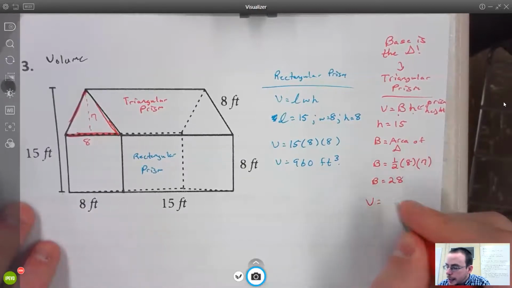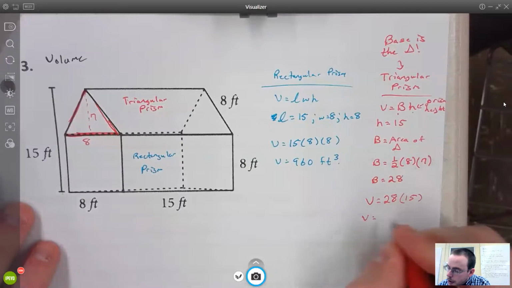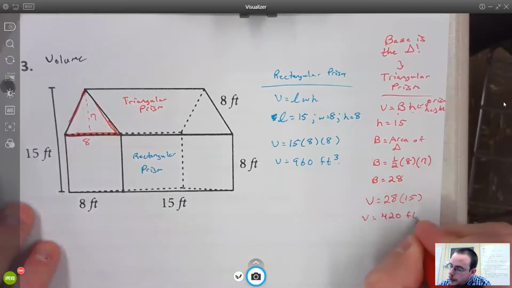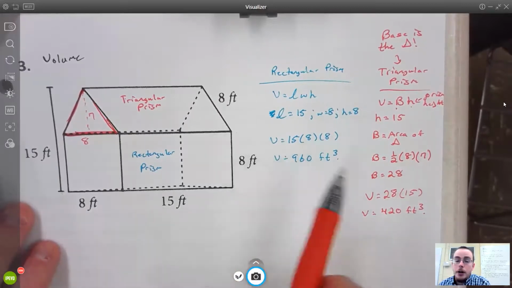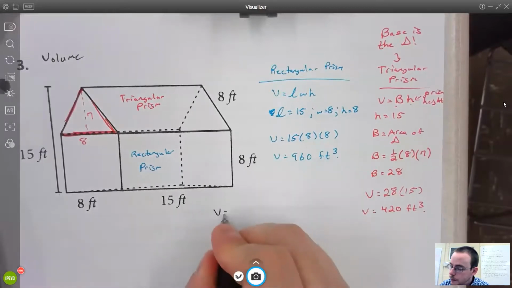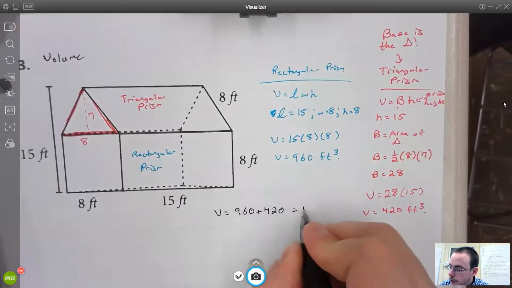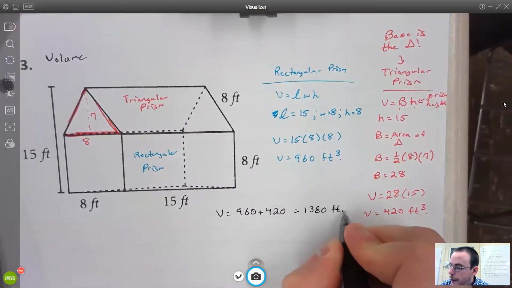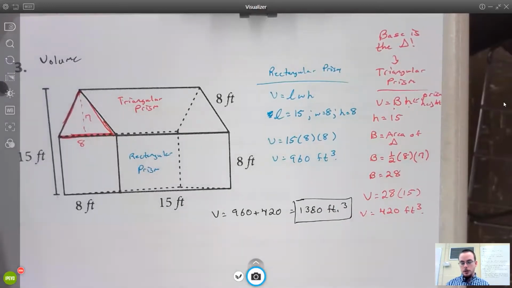And then we just plug it in. So volume is going to be equal to 28 times 15, which gives you 420 feet cubed. We're not finished yet. To find the volume of the whole entire thing, we have to add these two volumes together. And that gives us 1,380 feet cubed for our composite shape. Okay.